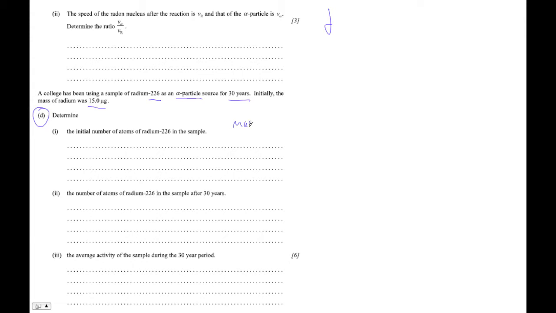So mass over molar mass equals n. And then you're going to do n times Avogadro's number, and you're going to get the number of atoms. And it's a lot. It's on the order of 10 to the 16th atoms. It's somewhere between 3 and 4 times 10 to the 16th nuclei.